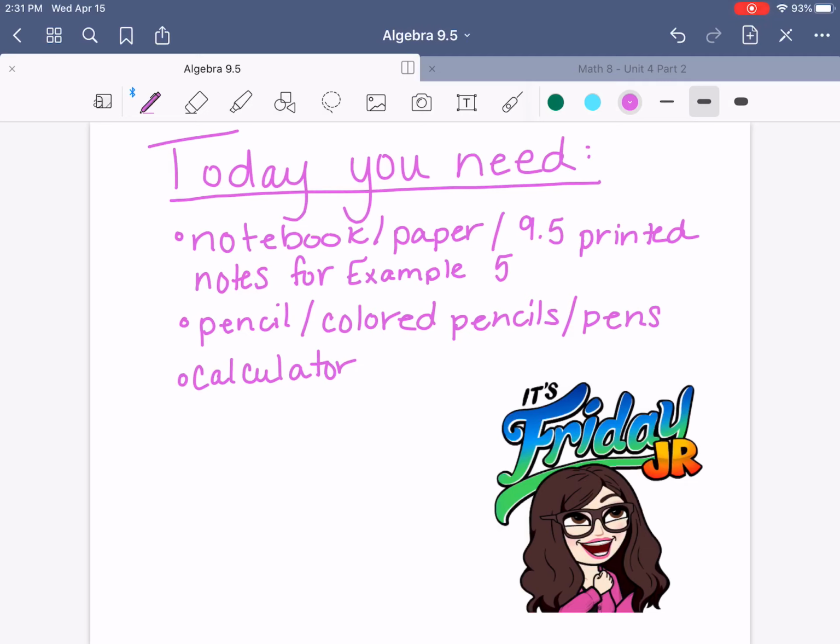I did put out some notes for the example 5. It should be attached to your assignment in Google Classroom. So if you need to, you can go print that out real quick. Or you can just write them down, although there's a table, so you might not want to write that whole thing out. But it's totally up to you. Pencils, colored pencils, pens, and yes, you'll need your calculator today.